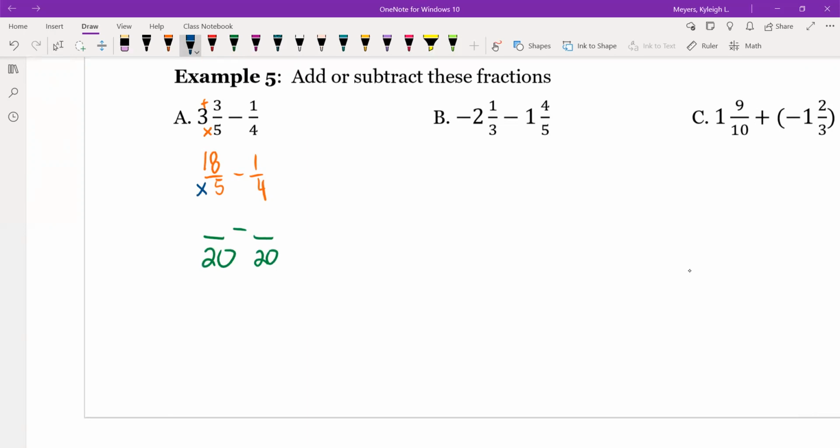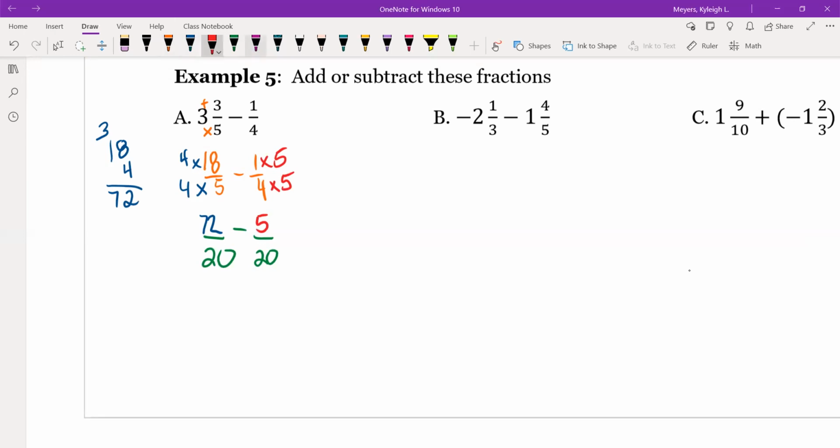5 times what gives me 20? 5 times 4. We have to figure out what 18 times 4 is. Okay, so you should be able to figure that out. 8 times 4 is 32, carry the 3, 4 times 1 plus 3 is 7, so 72. And then 4 times what gives me 20? 4 times 5. And then 1 times 5 is 5.